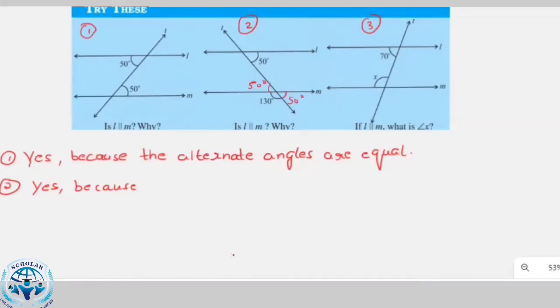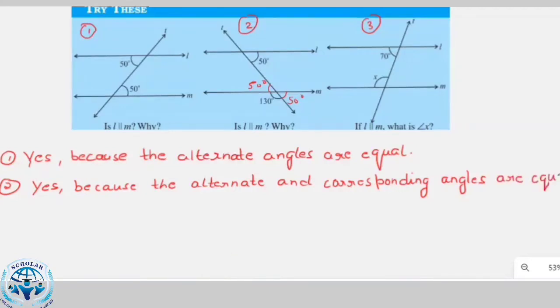and other than that these are both vertically opposite angles, 50 degrees and 50 degrees. So corresponding angles are also equal. The given 50 degree angle and another 50 degree angle, both are corresponding angles and they are also equal. That means the lines are parallel. 130 plus 50 is equal to 180 degrees because it is a linear pair.